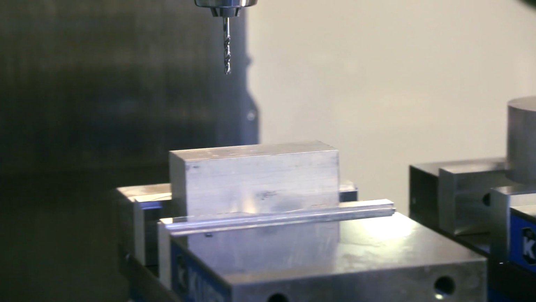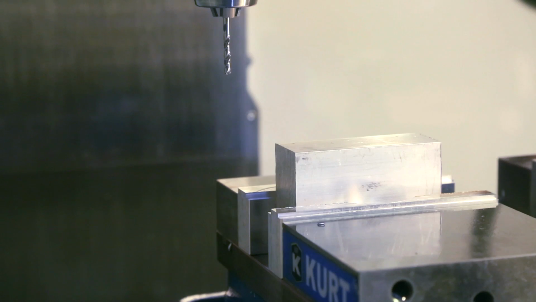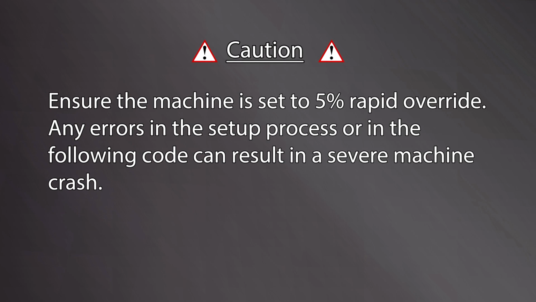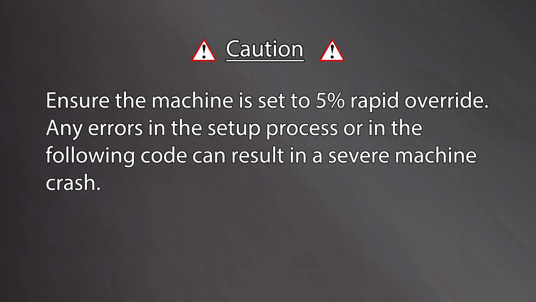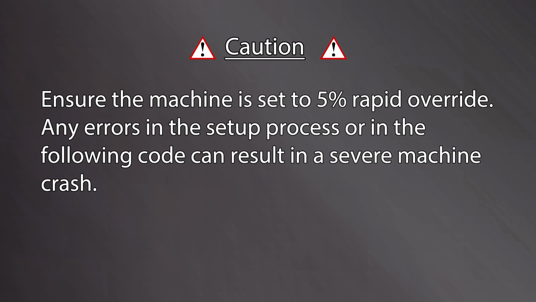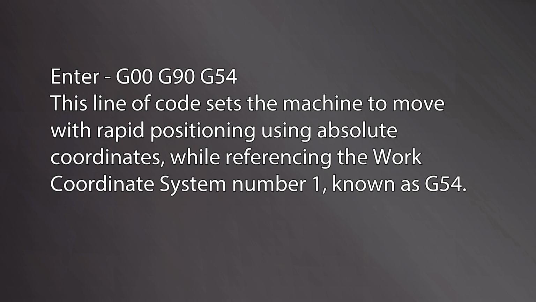First, jog the machine so the tool is well off the side of the workpiece and will not contact the workpiece when moving down. Next, ensure the machine is set to 5% rapid override. Any errors in the setup process or in the following code can result in a severe machine crash. Clear any existing codes from the MDI window and write the following 2 lines of code: G00, G90, G54. This line of code sets the machine to move with rapid positioning using absolute coordinates while referencing the work coordinate system number 1, known as G54.